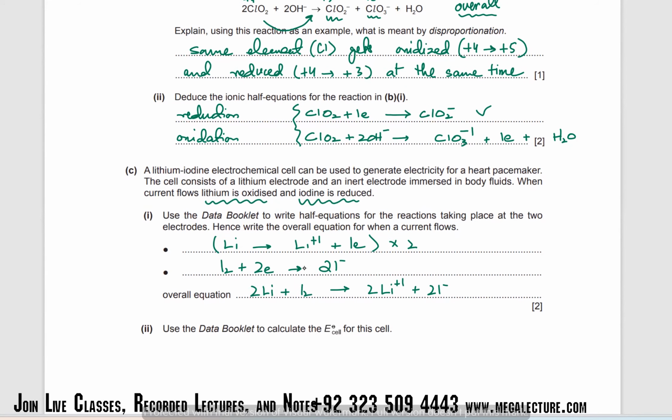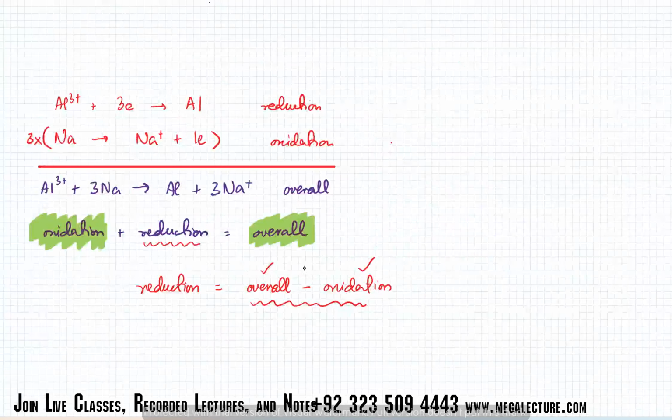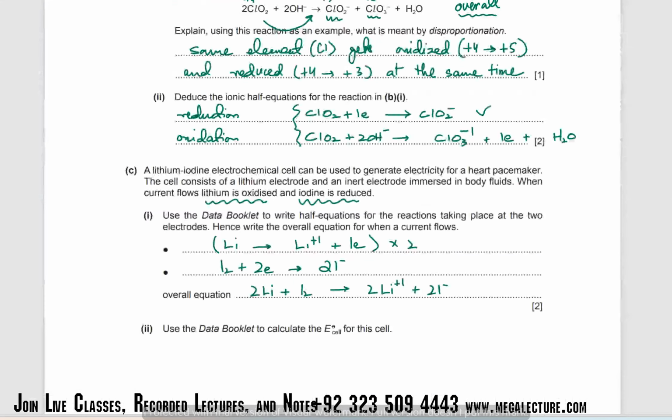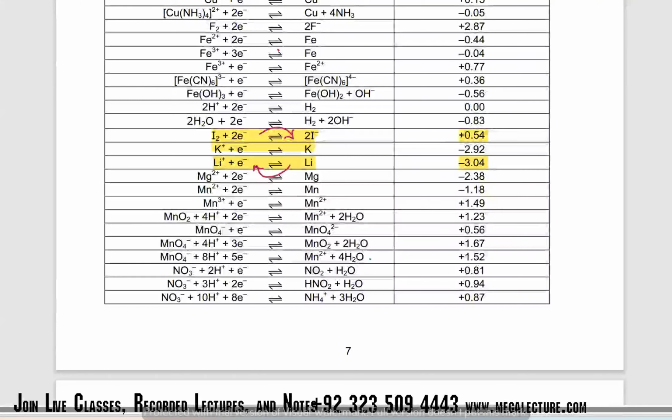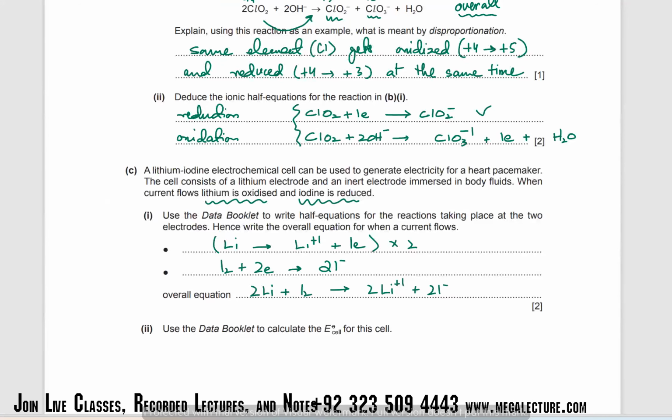It is asking for the E-naught cell, so I open the data booklet again. The overall E-naught cell is going to be higher potential minus lower potential, so 0.54 minus (minus 3.04). That comes out to be 3.58 volts, which is very high. That means the reaction is going to be very, very fast.